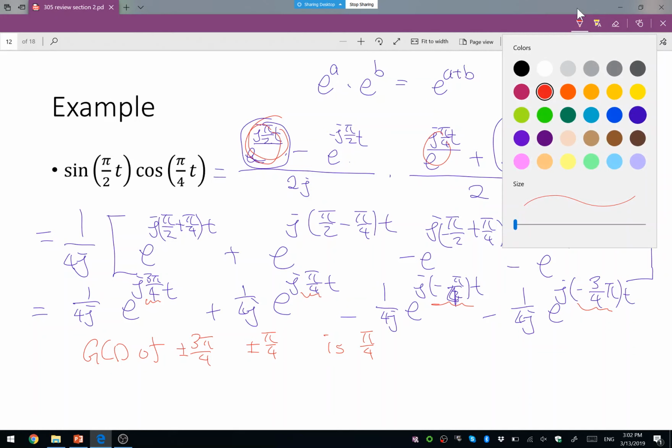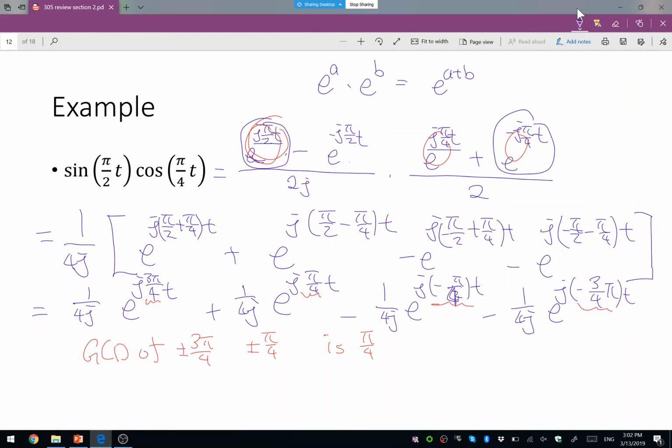We need to take care of two things. One is the index and the other is the value. The index of the first one is how many times the frequency is of the fundamental frequency. So 3 pi over 4 over pi over 4 is 3 times, so the index here is 3. And the value of this coefficient is what's before this exponential, which is 1 over 4j.